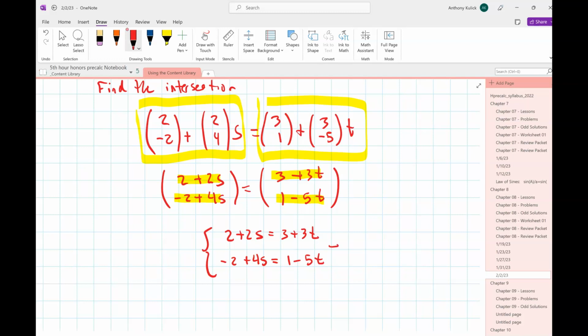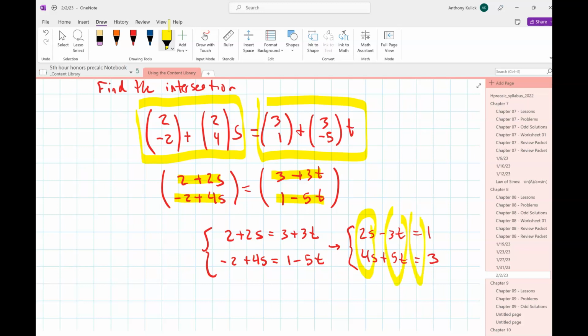What I'm going to do now is rearrange my system so the variables are on one side and the constants are on the other. So I'm going to subtract 3t from both sides and then subtract 2 from both sides. And on the other one, I'm going to add 5t to both sides and then add 2 to both sides. So there's my system all set up nice and neat.